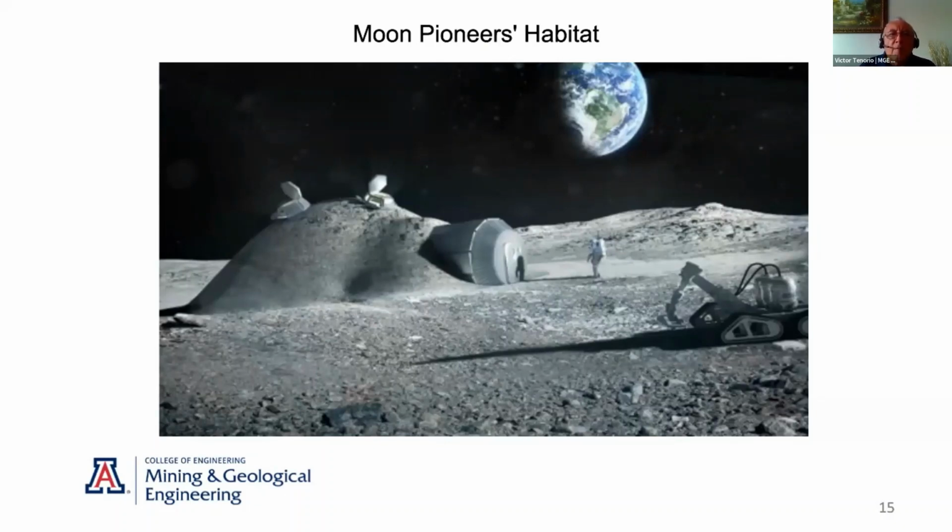This is a habitat for the moon pioneers. And we can see how they could be inflatable or could be constructed in different ways, but covered by the regolith in a way that we're protected from radiation. And also we can see some auxiliary equipment here. This could be a rock breaker or any type of equipment that might help for this, perhaps digging, or dozing, or something else.